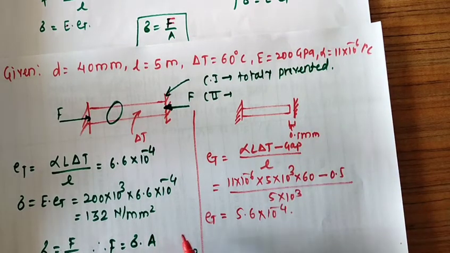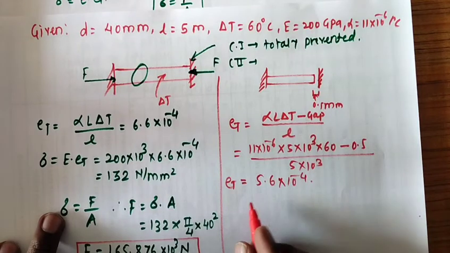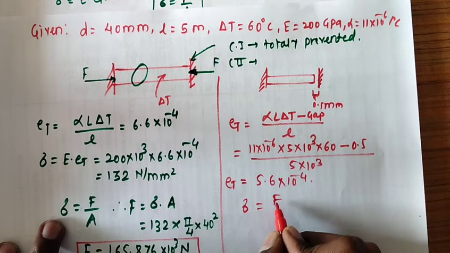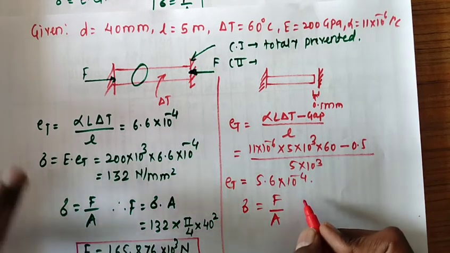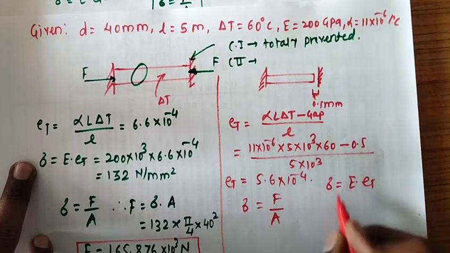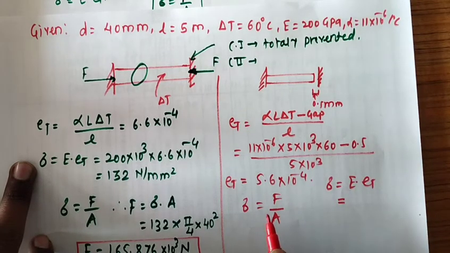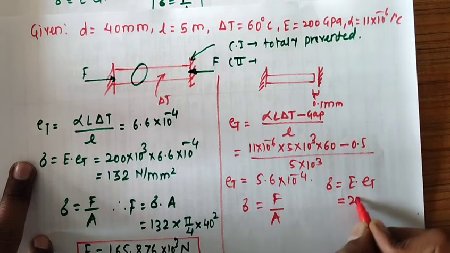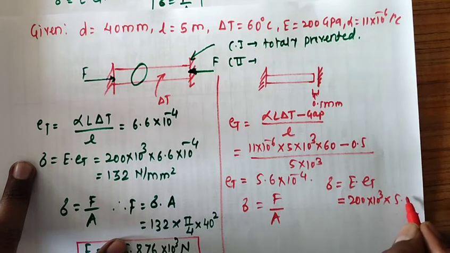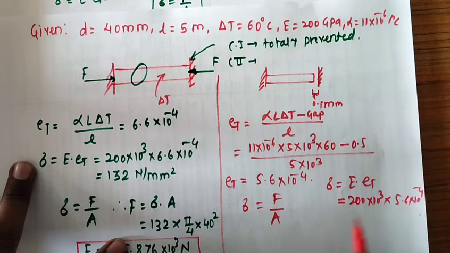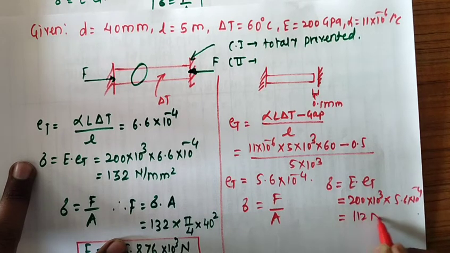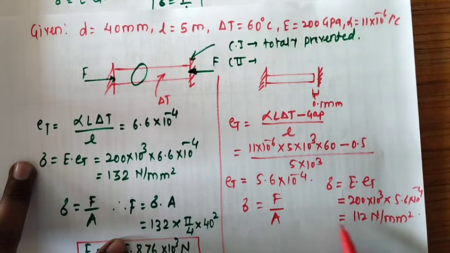And again similar way, as we find out in the previous case, we have to find sigma. So sigma is equal to F upon A. Before that we also know that sigma is equal to E into ET. So modulus of elasticity is known. It is given to you. It is 200 into 10 raised to 3 MPa into ET is 5.6 into 10 raised to minus 4. So that we get value of sigma, and the sigma is 112 Newton per mm square.